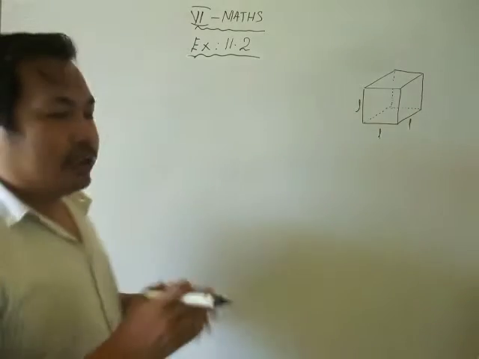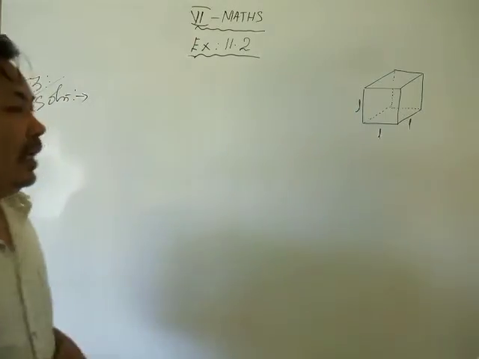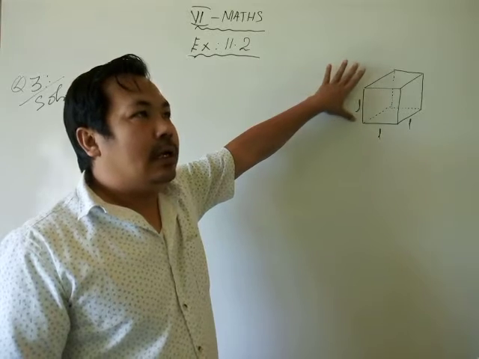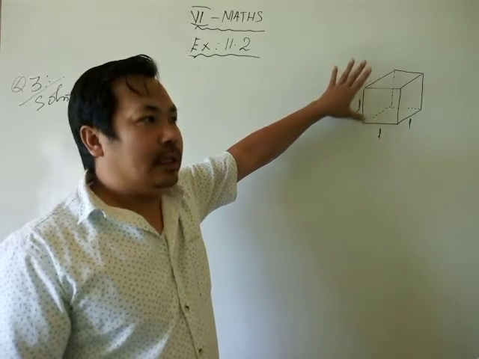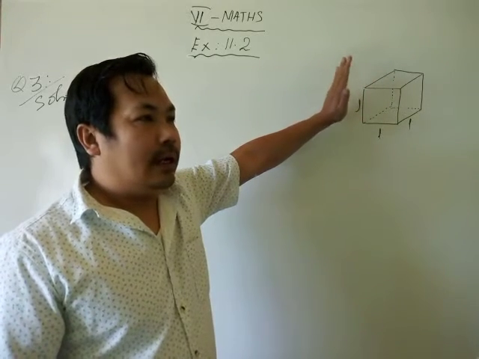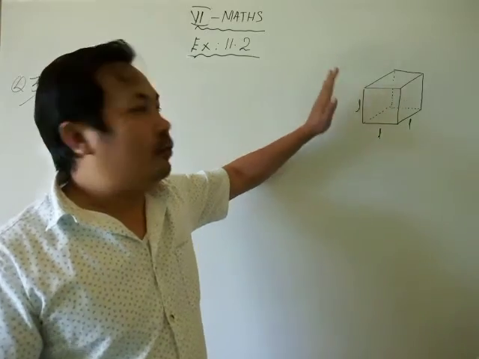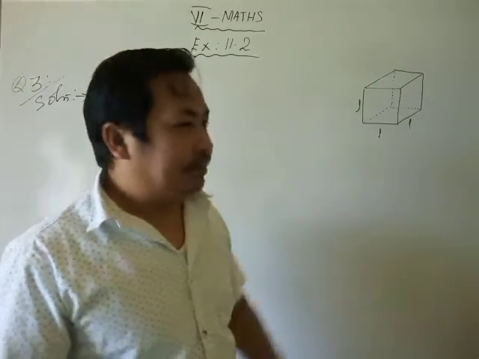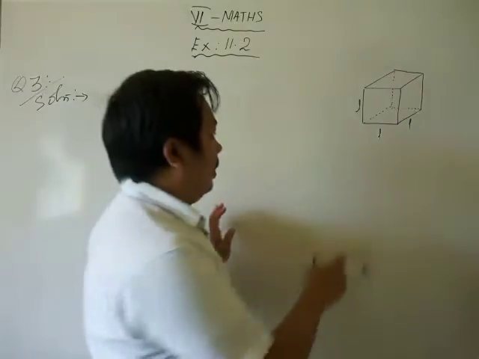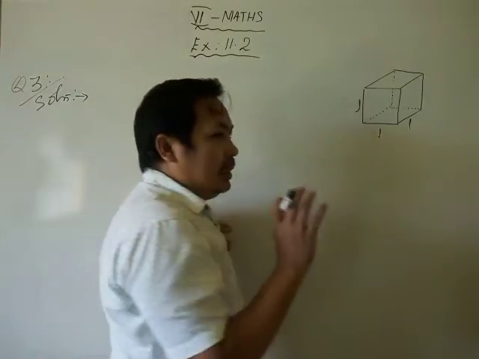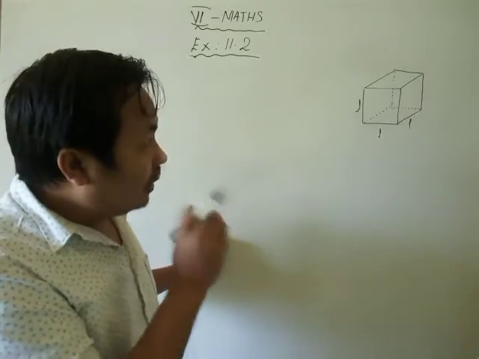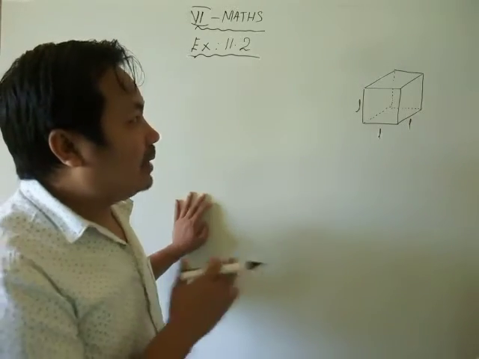So next we have question number 3. Question number 3. So there is a cube. Okay, this is called cube. The 3-dimensional shape of a square is called cube. So in this cube, you can see that there are so many edges. Actually this is a cube where all the edges are equal. All the sides are equal. So how many sides are there for this cube?